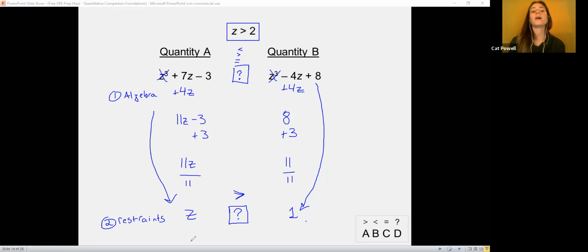Yeah, Ufoma, you could plug in right away. Like you could just plug into these expressions. That's a totally fine way to do this problem.